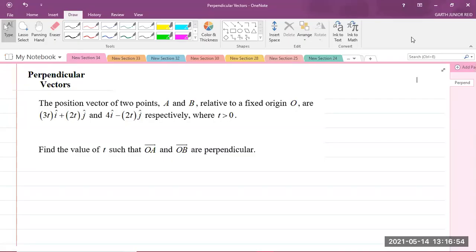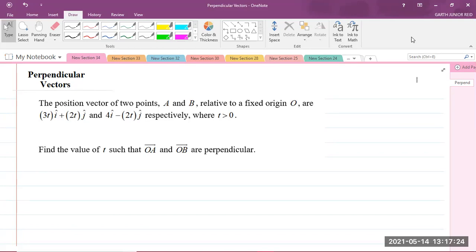I am Mr. Garth Reed, Student Ambassador at the University of Technology Jamaica and Mathematics Teacher in Training in the School of Mathematics and Statistics. Today, we'll be looking at a CSEC additional mathematics question, which is section 2 of the syllabus: coordinate geometry, vectors, and trigonometry. The topic that we're focusing on is perpendicular vectors.